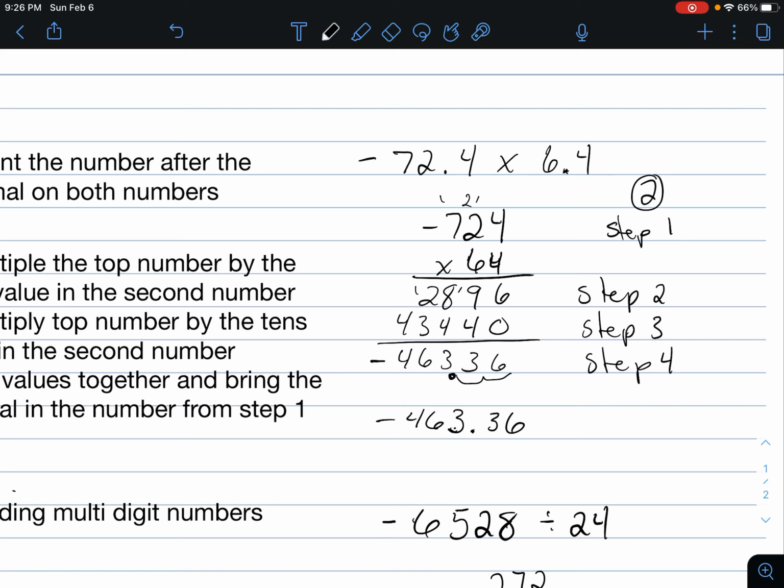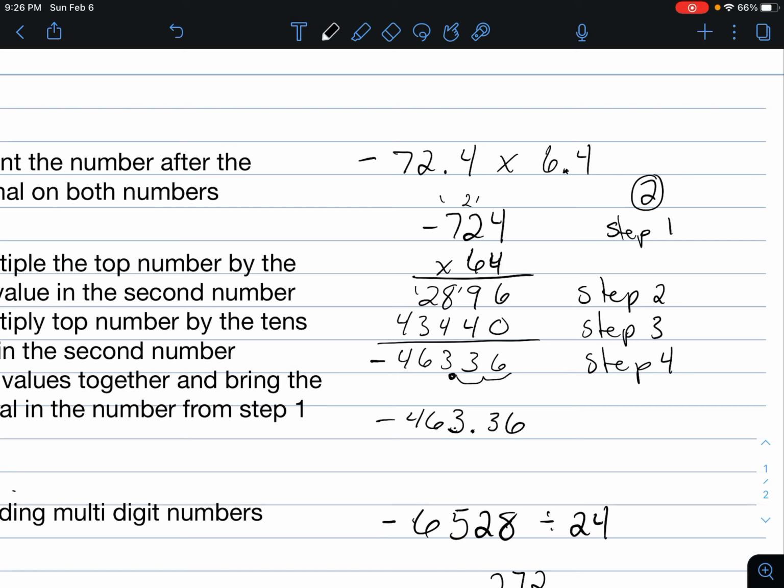So now 724 times 4 gives us 2,896. Now we move on to step 3. We're multiplying 724 times the tens value, which is 60. So add our 0. Now multiply everything by 6, and you get 43,440.